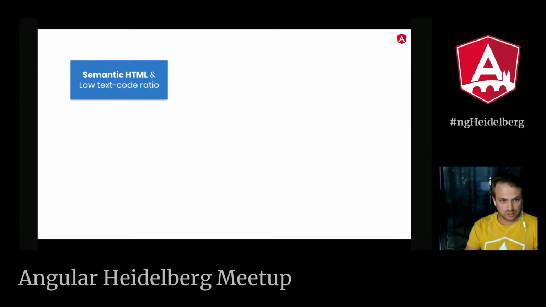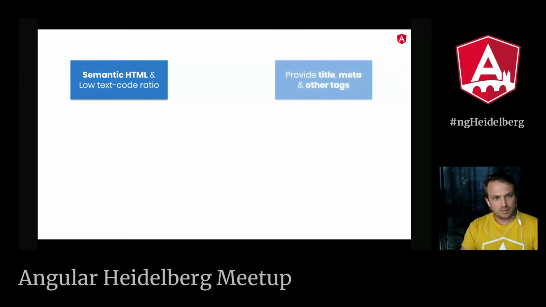The first one, and the most low-level and basic thing that we can do as developers, is to write proper semantic HTML and adhere to a low text code ratio. What that all means, we will tackle later, but for now, let's focus on the 5 things that we can do. The next thing is that we can provide functionality to dynamically update the title, the meta tags, and other relevant and important tags in our application.